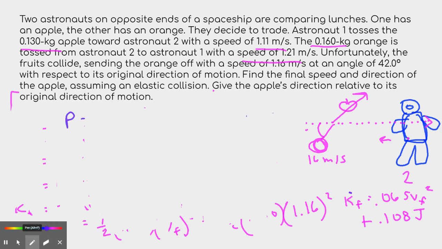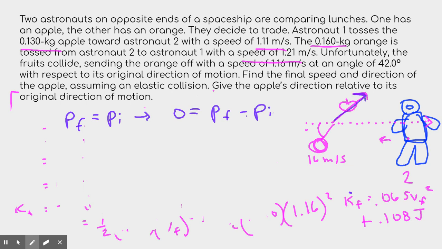So if P final and P initial are equal, this is also true: 0 is equal to P final minus P initial. I just rearranged that. This is moving at a clear angle, so we can look at either the X or the Y direction. It doesn't matter, but I'm going to choose the Y direction so I can use this angle right here as it's given to me. If I want to use the X direction, I would have to subtract that from 90.